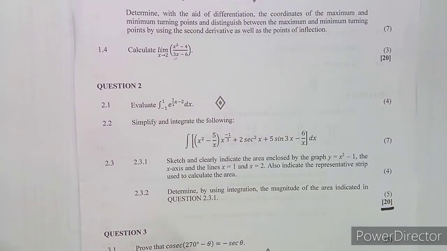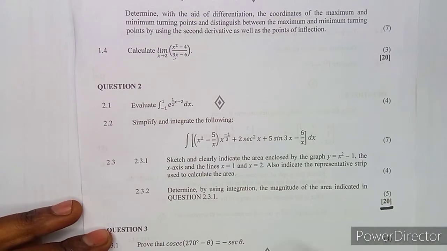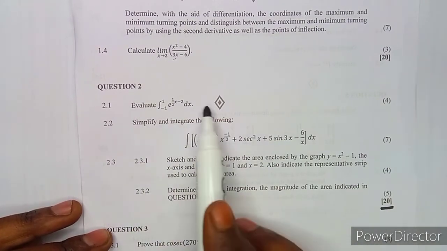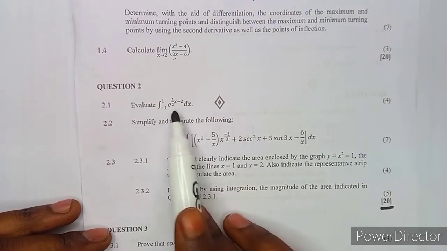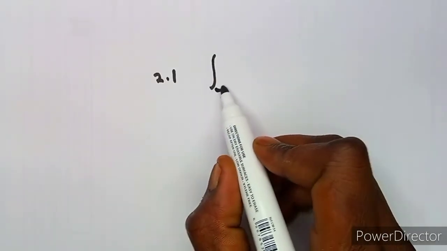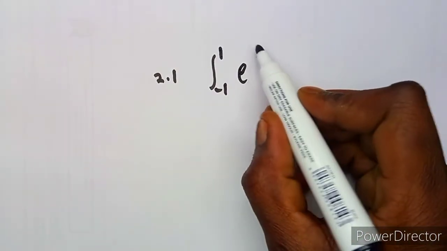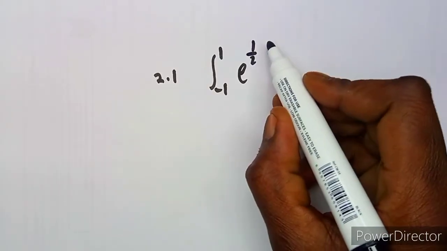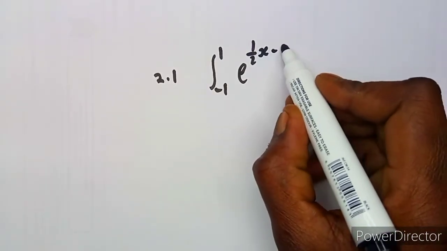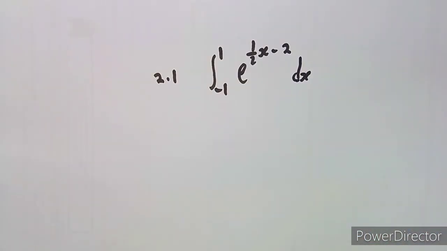So the first question that we are given there on question 2 is on integration. As you can see, everything is on integration. We are asked to evaluate the integral of, that sign represents the integral of. This is revision, and I hope all these signs are now understood. So this one is e to the exponent of half x minus 2 with respect to x. So this dx is with respect to x.